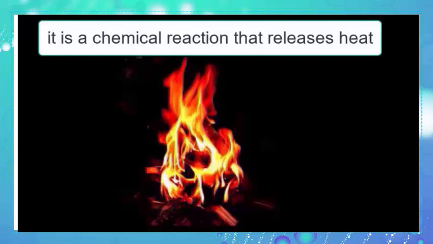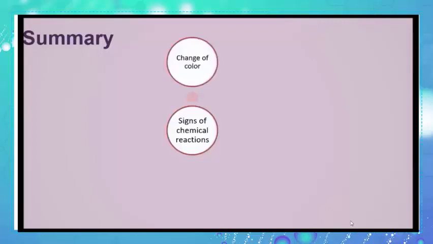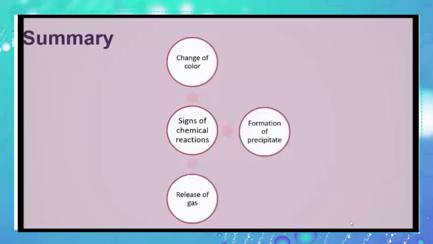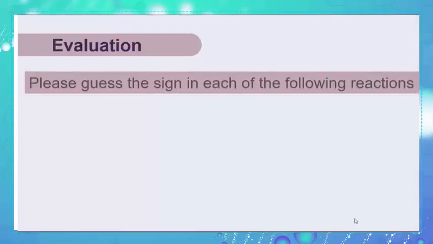Fire is an example about a chemical reaction that releases heat energy. As a summary, the signs of chemical reactions are change of color, formation of precipitate, release of gas, and release or exchange of energy.